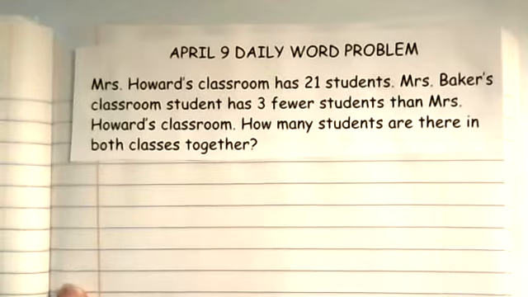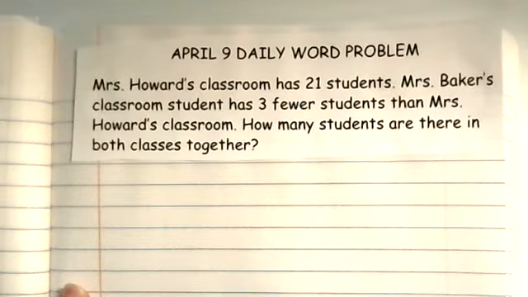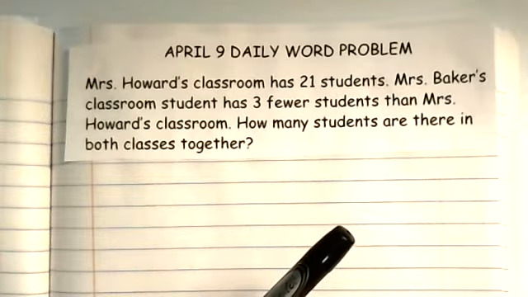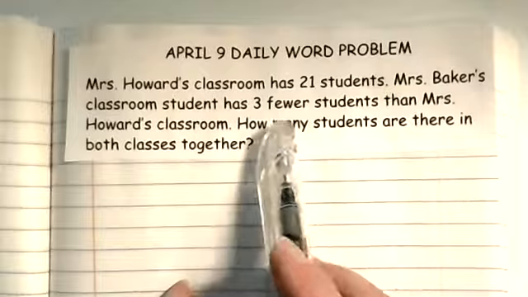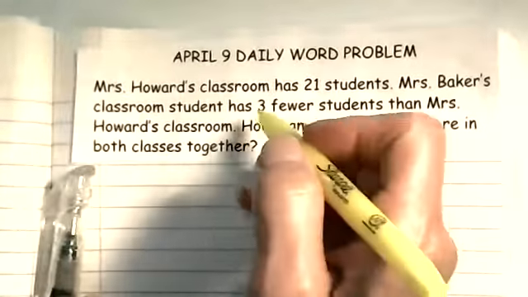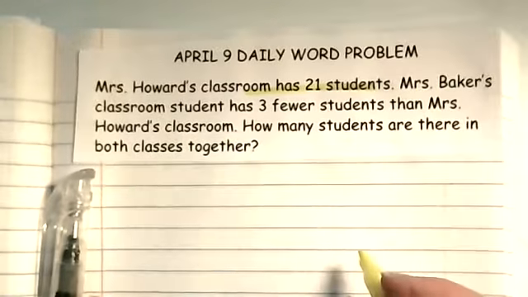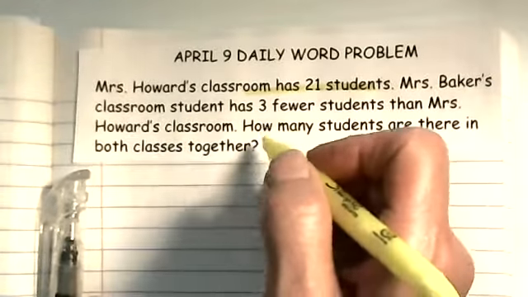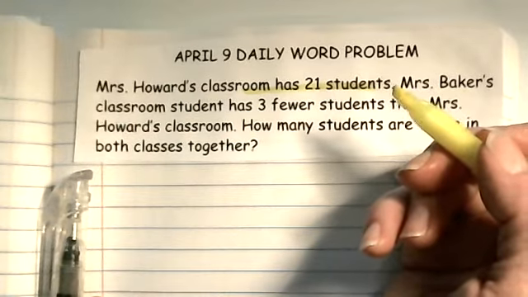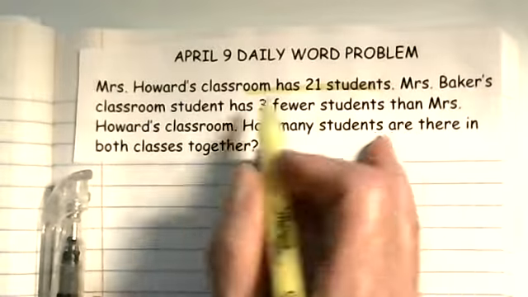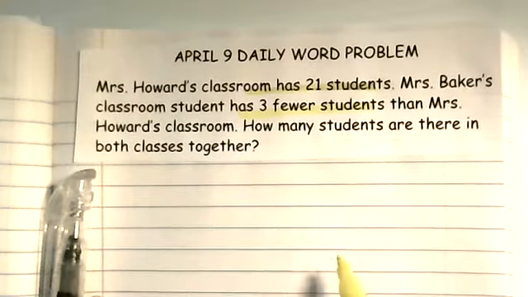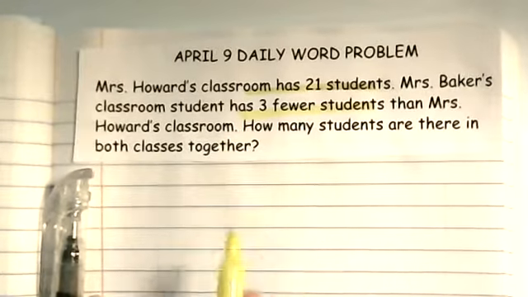All right. Mrs. Howard's classroom has 21 students. Mrs. Baker's classroom has 3 fewer students than Mrs. Howard's classroom. How many students are there in both classes together? Okay, Mrs. Howard's classroom has 21 students. Mrs. Baker's classroom student, what? Okay, typo, but we're going to continue. Mrs. Baker's classroom has 3 fewer students than Mrs. Howard's classroom. How many students are there in both classes together?